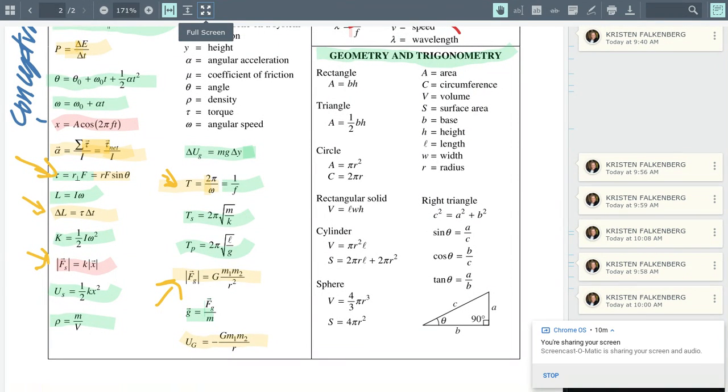If I want to find the potential energy of, say, a satellite in space, it's moving, it's got kinetic energy, but it also has potential energy. The mass of the satellite times the mass of the planet times the universal gravitational constant divided by r will give you your potential energy using the universal gravitational constant. It's really just a redefinition of mgh, but on a big scale.